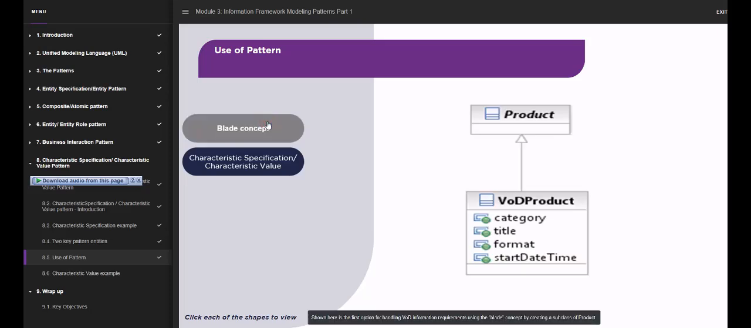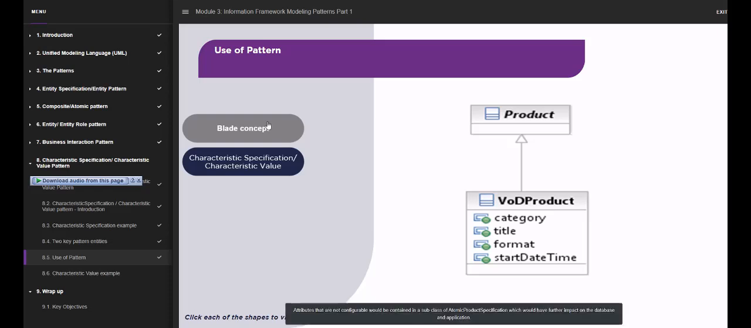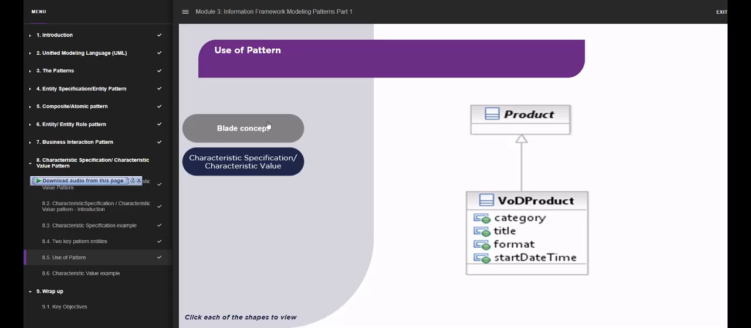Shown here is the first option for handling VOD information requirements using the blade concept by creating a subclass of product. Note that a change like this would have a substantial impact to the underlying database and application. Note that all these attributes are configurable by the customer, such as George. Attributes that are not configurable would be contained in a subclass of atomic product specification, which would have further impact on the database and application.